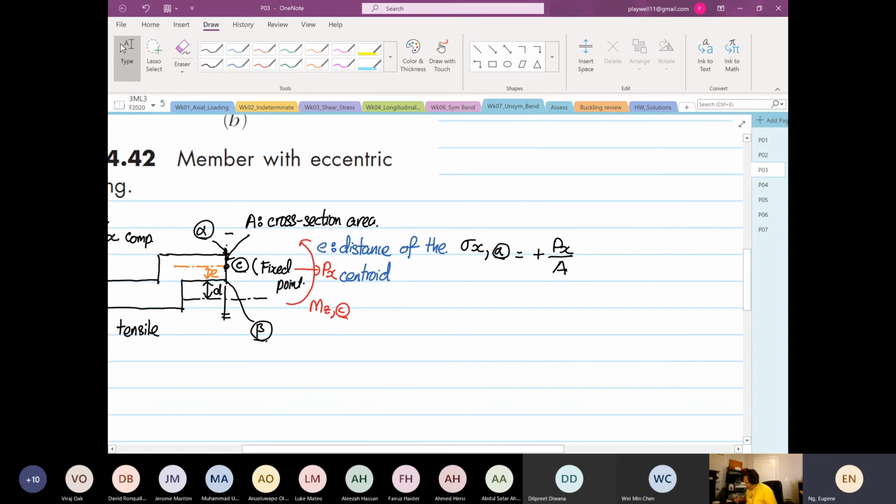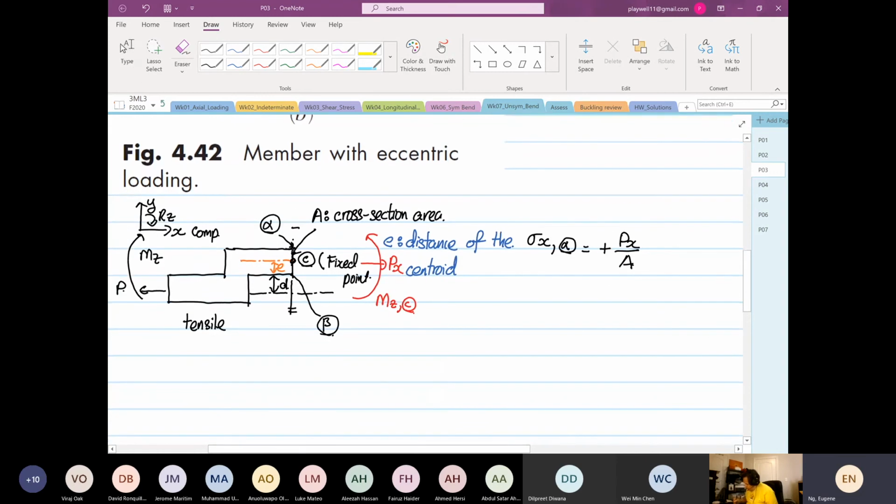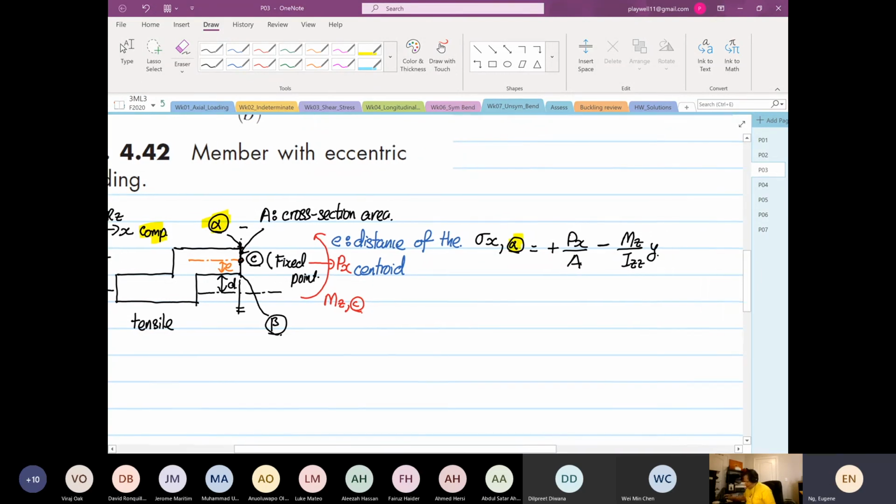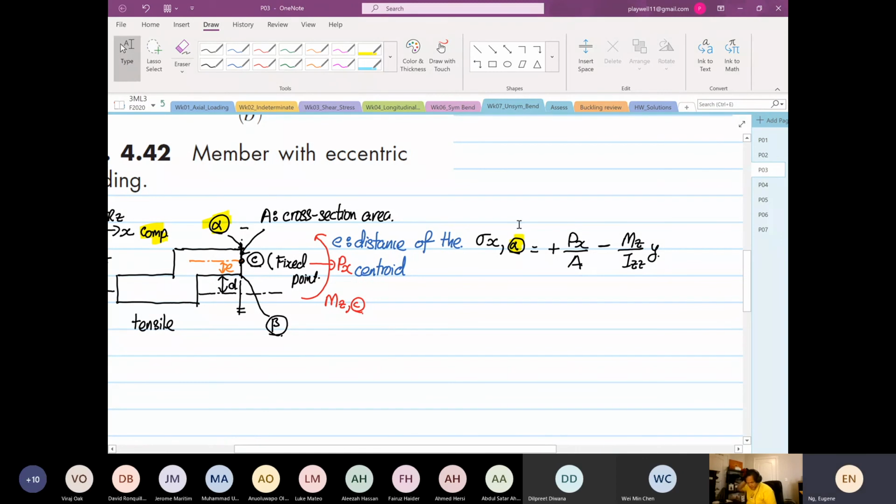Okay. And then over here, the moment now, right? So you have the moment now, we know, is equal to Mz over Izz multiplied by y. And the moment at point alpha, I want you to focus on alpha, right? We're looking at point alpha, it's going to be under what? Compression. So that's where you put a minus down here. Okay. So this is 1.